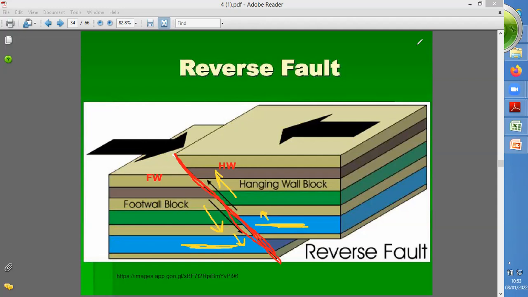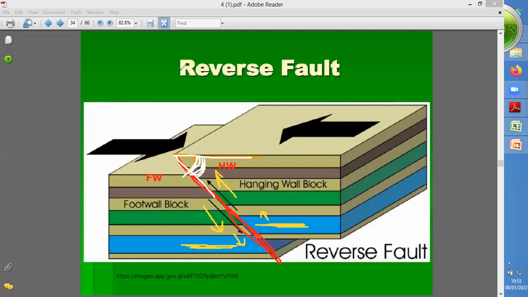Okay, now you can see another feature, that angle. So this angle, just wait, I will put another color. So this angle which I have marked here in the white color, this angle is less than 45 degrees in the reverse fault. Okay, and before and after faulting.